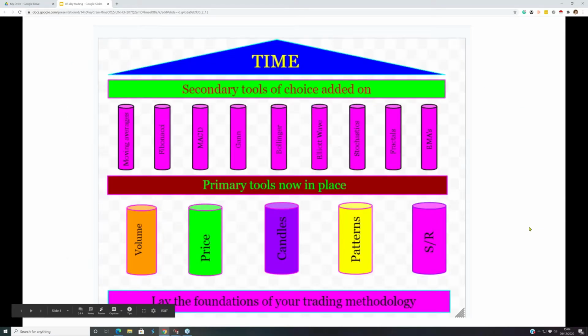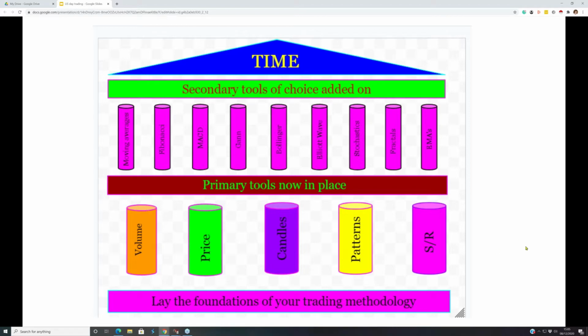VPA, as I said, has five principal elements to the methodology. Obviously volume, obviously price action, we've got candles and candle patterns, and we have support and resistance. Last week, those of you who were with us, we looked at volume-based support and resistance using partly volume profile and partly volume at price, and the specialist tools that we have developed to help us in our analysis using the methodology.